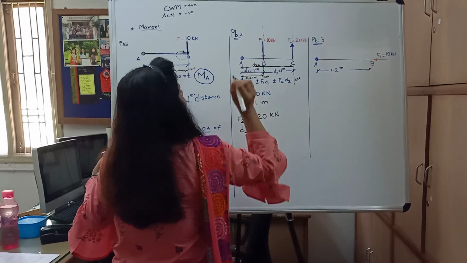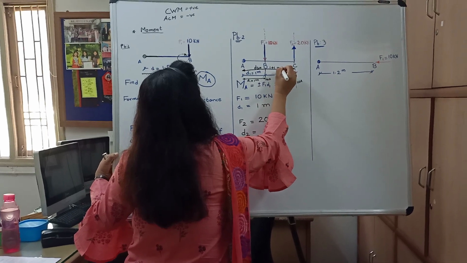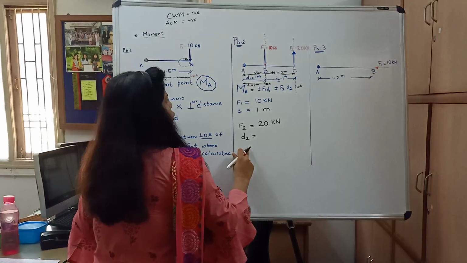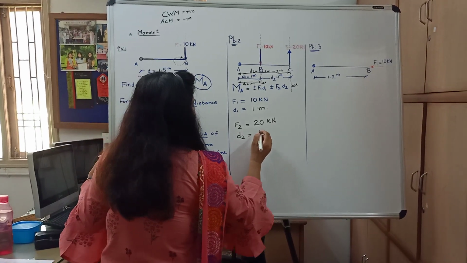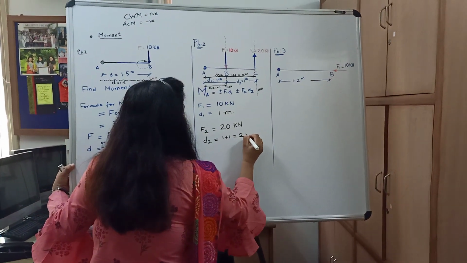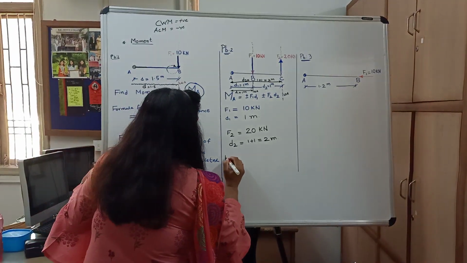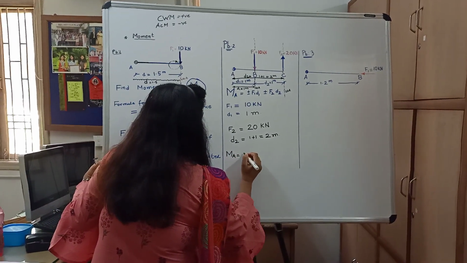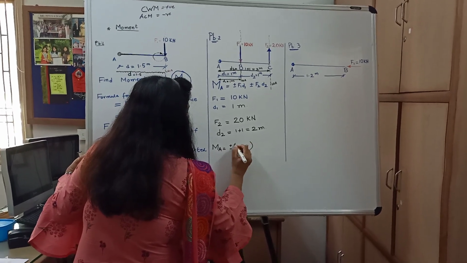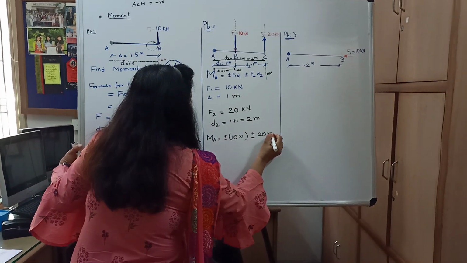and that will be equal to how much? 1 plus 1, that is equal to 2 meters. Okay. So my distance D2 will be equal to 1 plus 1, that is equal to 2 meters. Okay. So now I will put in the formula. MA is equal to plus or minus 10 into 1 plus or minus 20 into 2.